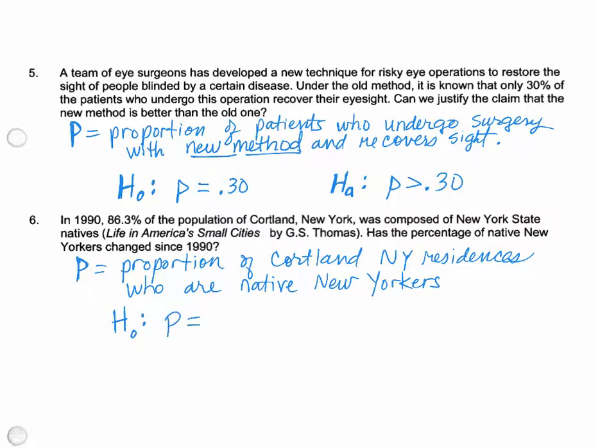P is still the same as it was. So you can write it as a decimal or as a percent. It doesn't matter. Okay, what do you think the alternative is? P does not equal 86. Oh, good job. It did not indicate we think it's greater or we think it's less than. So therefore, we are checking to see if it has changed. It is not equal to 86.3%.